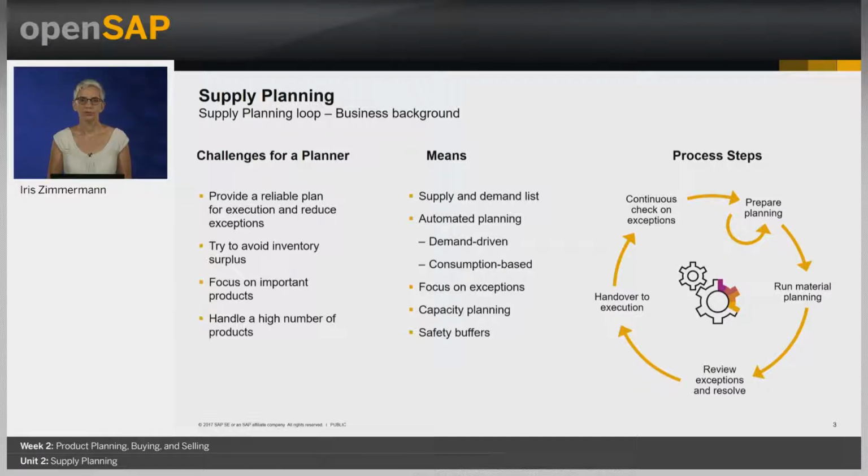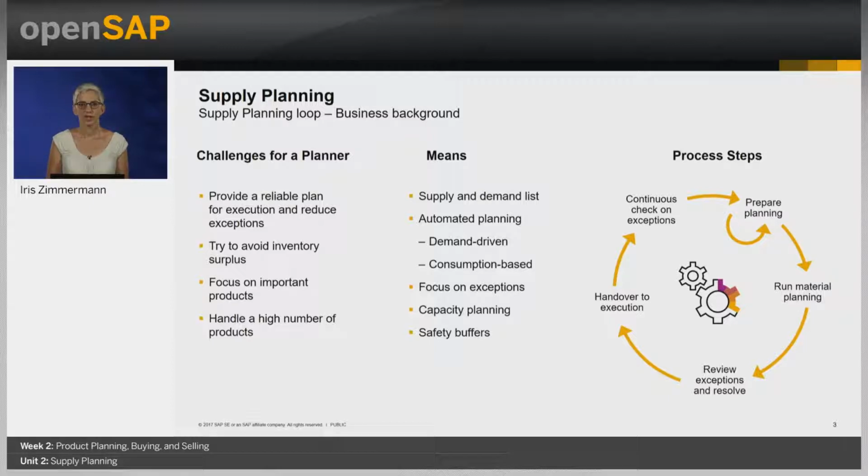A planner usually follows the steps on the right. The released forecast demand and some product-dependent settings are the initial input to the prepare planning step. The next step is the material planning run, also known as material requirement planning or MRP. This run can be either started automatically as scheduled, or it can be started interactively at any time. As a result, the production and purchase proposals are created.